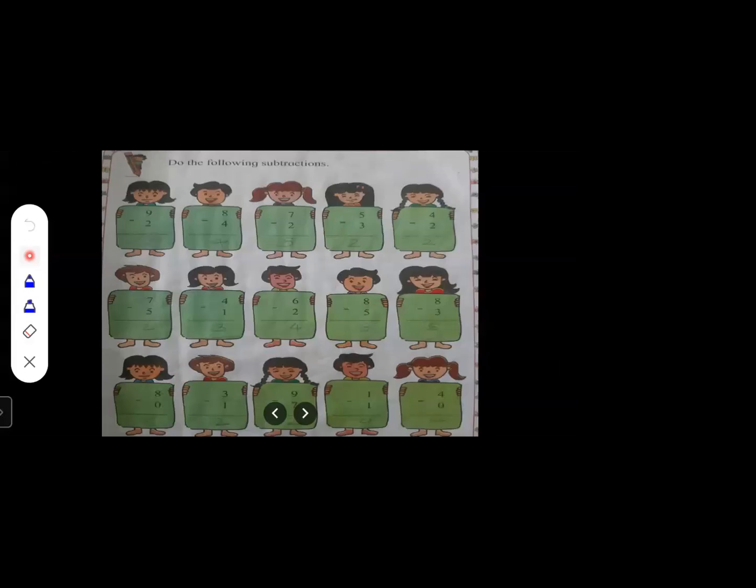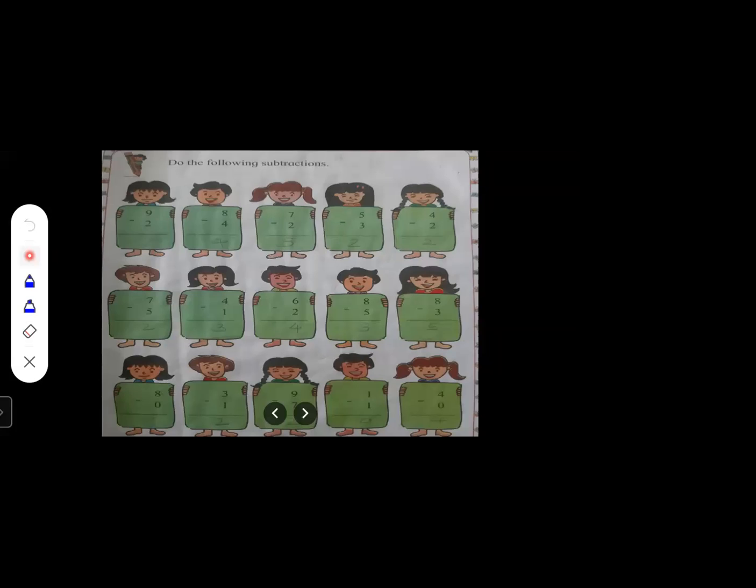So let's start. What is written over here? Do the following subtraction. We have to subtract the following. So first, what number is given? 9 minus 2. So all the students, take 9 fingers on your hand first. Then close 2 fingers from it.